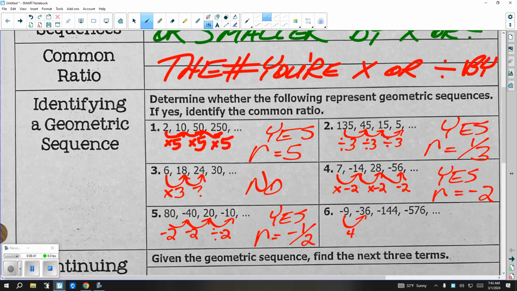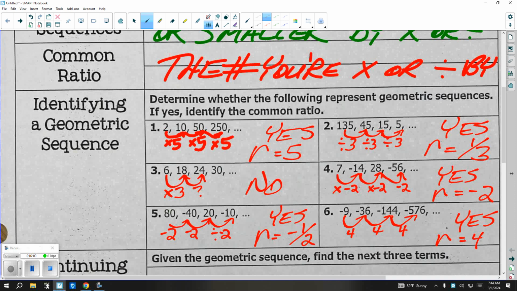Let's try it on my calculator. 36 times 4. Oh, yeah, that worked. Let's try this on my calculator. 144 times 4. You know it. It was 4. So this guy is a yes, and R is 4.